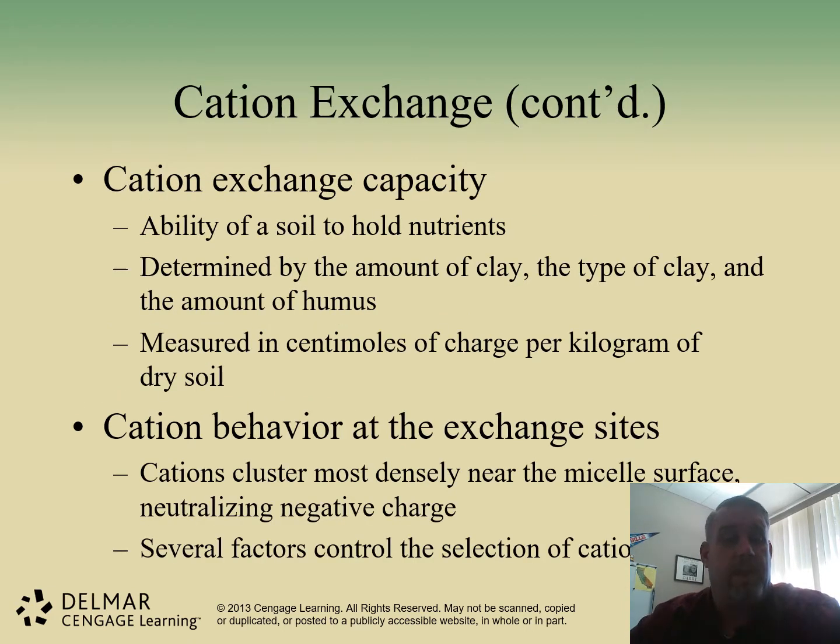So, like I said before, the cation exchange capacity is the ability for soil to hold a nutrient, and this is determined by the amount of clay, the type of clay, and how much humus is within the soil. We're not going to do a ton of work with this, but it is measured in centimoles per kilogram within the dry soil. And this is something that is fairly advanced in the soil science department, but understanding that this is how these nutrients are moved within the soil is very important to understand.